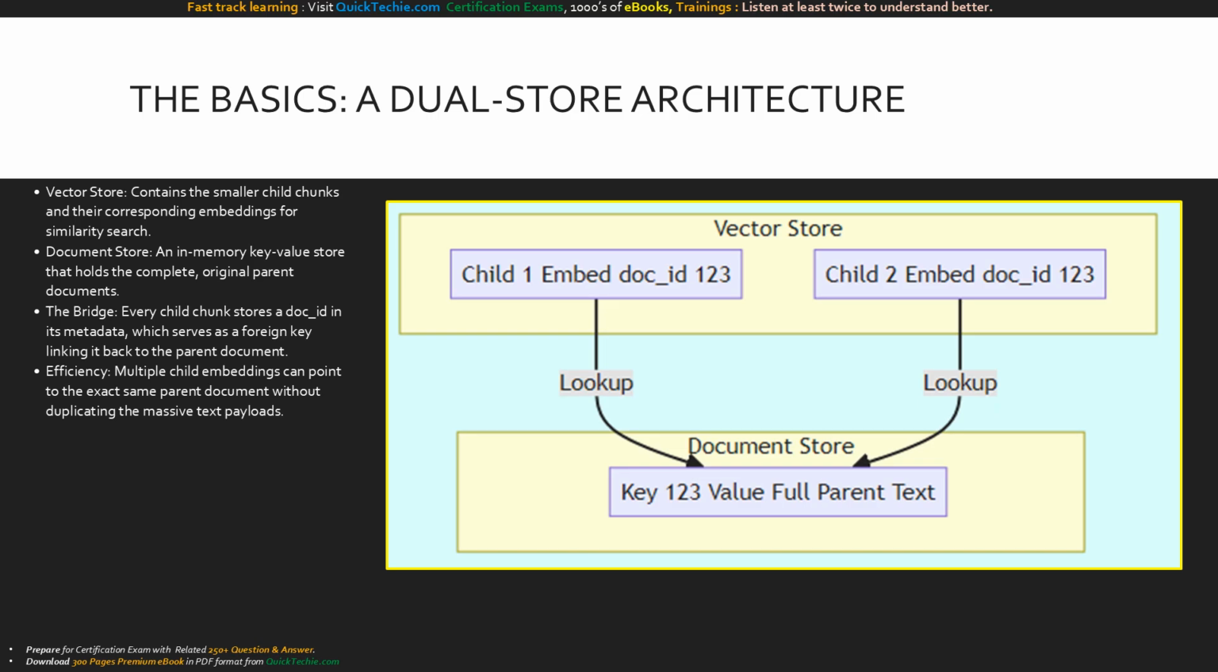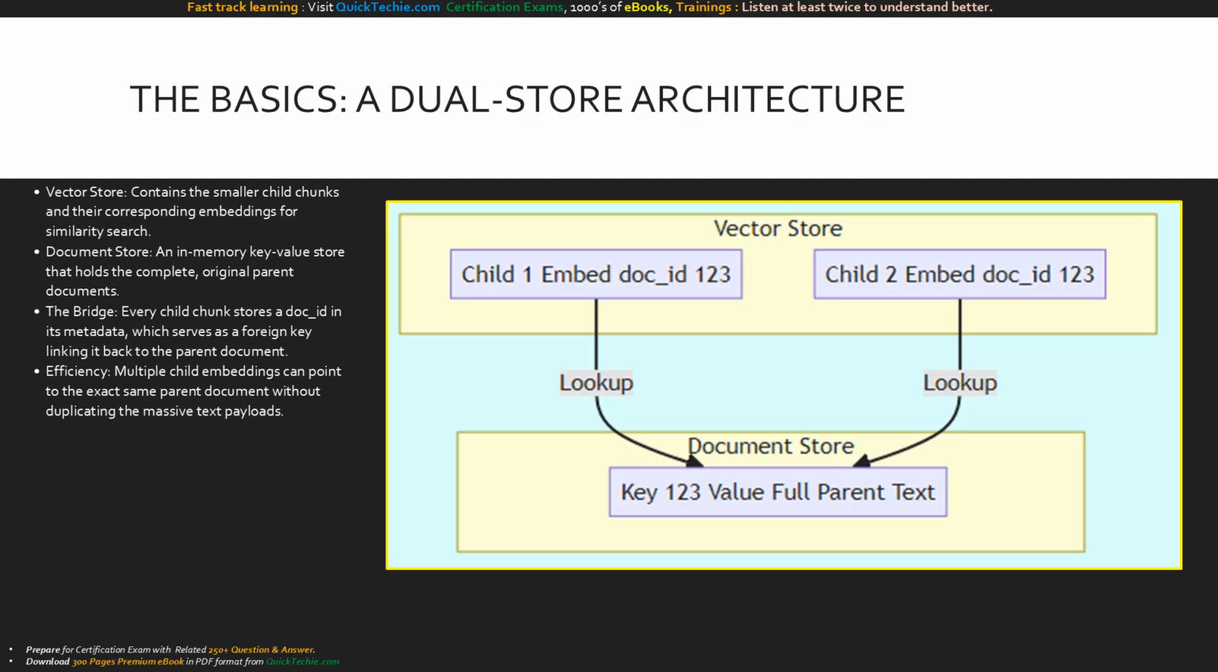How do we physically architect this decoupling? It requires a dual store architecture. We cannot shove everything into a single database efficiently. First, we use a standard vector store, like Chroma or FAISS, which exclusively holds the embeddings of our tiny child chunks for semantic search. Second, we introduce a document store, typically an in-memory key-value database, to hold the massive parent chunks. The critical bridge between these two disparate systems is metadata.